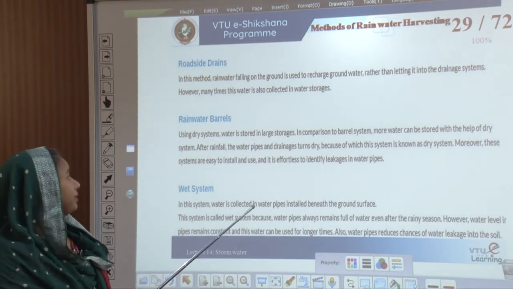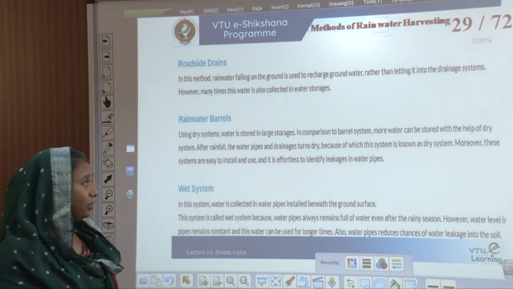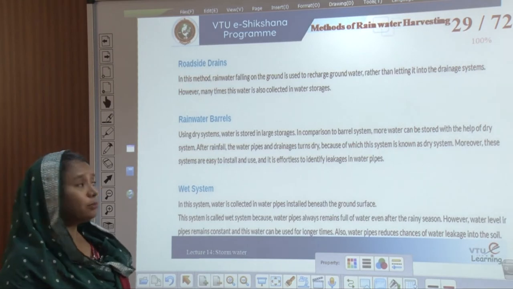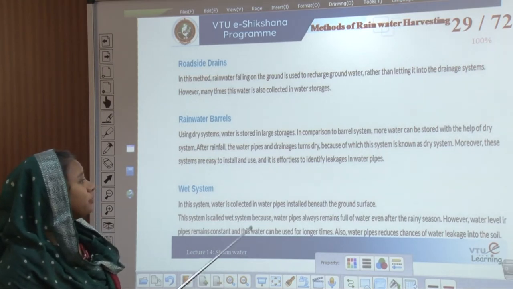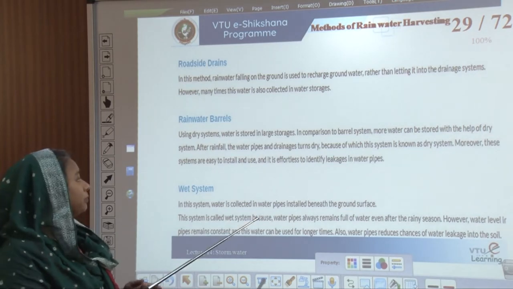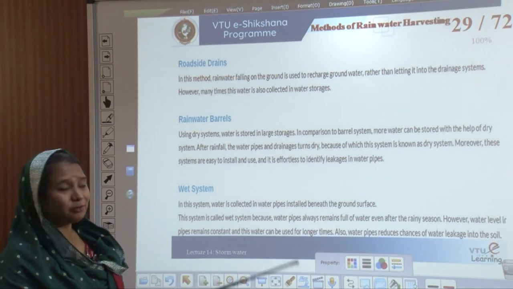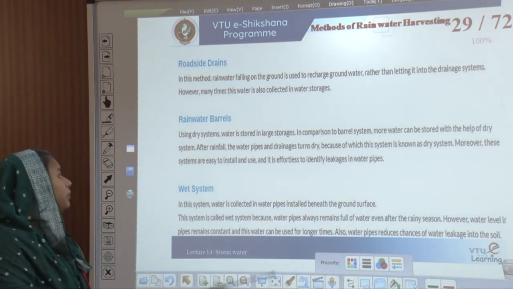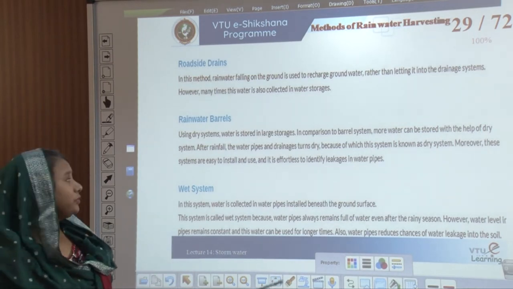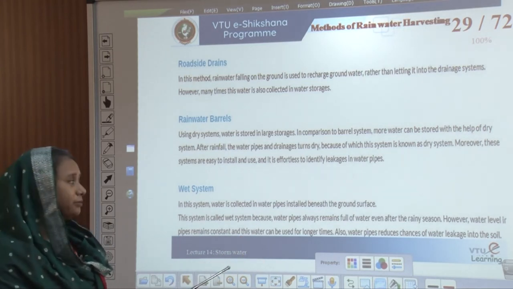The rainwater barrels, this is a very dry system where water is stored in large storages. In comparison to the barrel system, here water can be stored with the help of a dry system. After the rainfall, the water pipes and the drainages turn dry. So this system is also called a dry system. Moreover, these systems are very easy to install and it's effortless to identify leakages in this kind of a system.